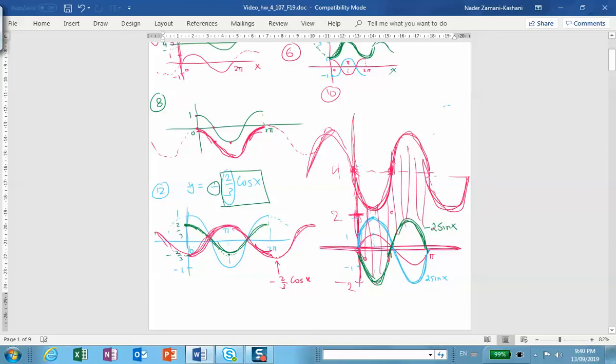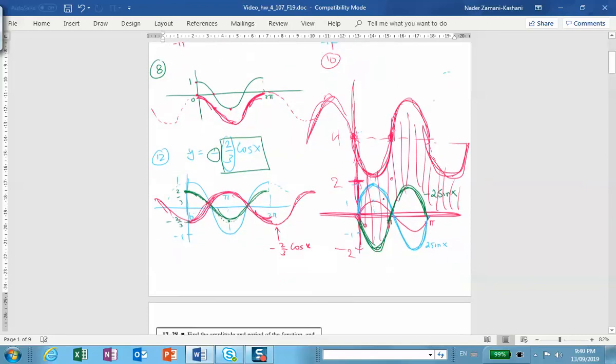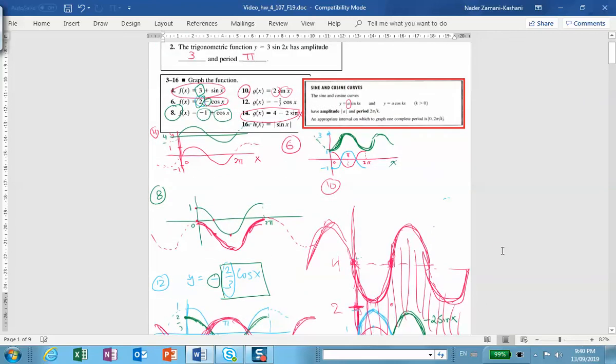Now this last one, let me do this. H of x, so I'm going to erase some of the stuff.